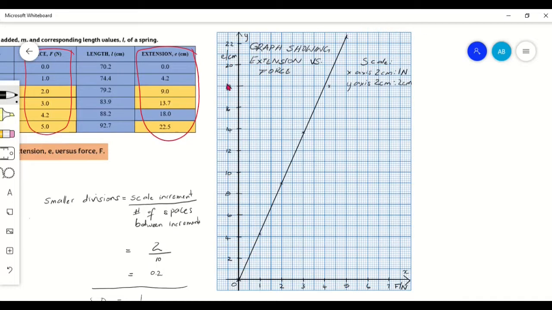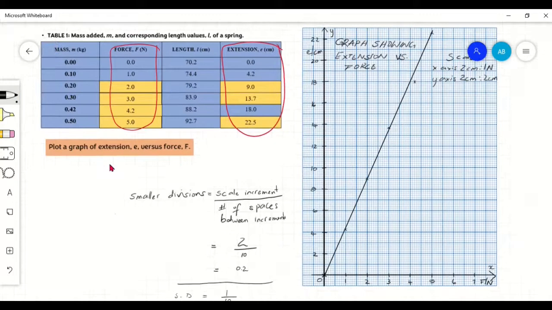Now, what do you notice about the title? It's similar to what you were told to plot. So all you put is graph showing extension versus force. I use the short form for versus, which is VS, and it told you to plot extension versus force. So you know exactly what your title is based on the instructions you were given.